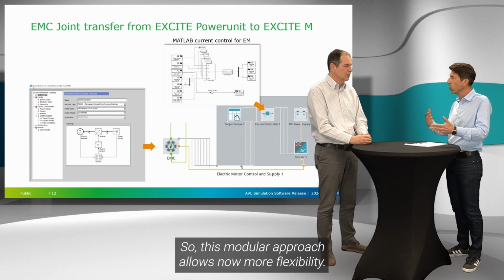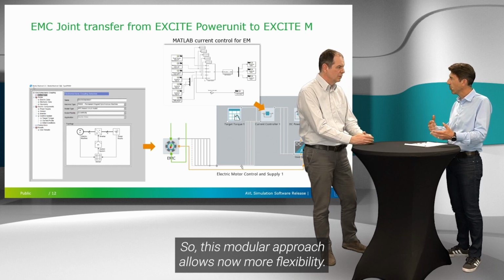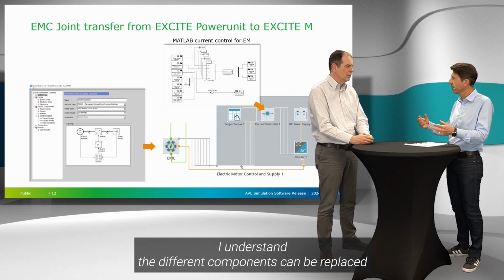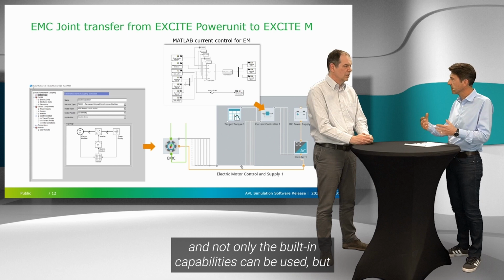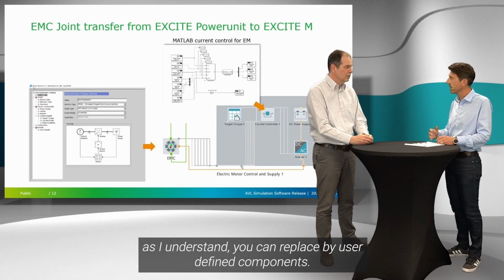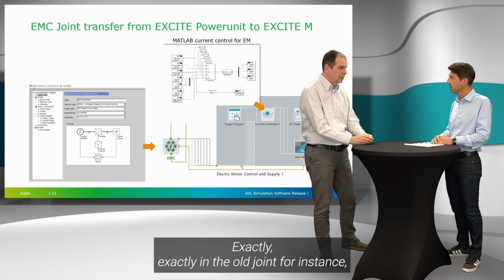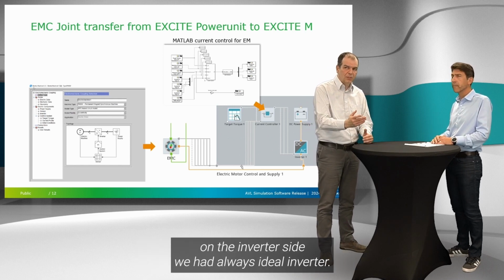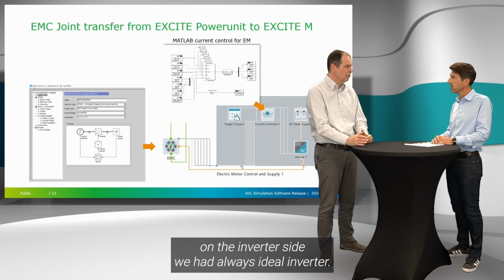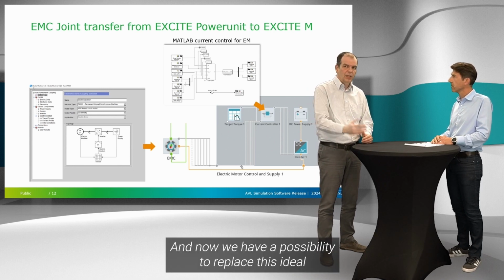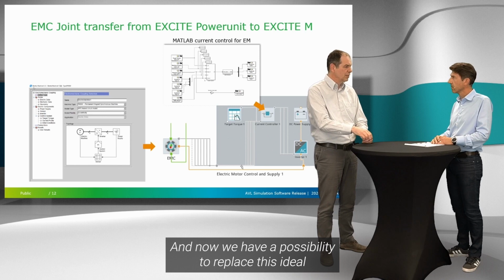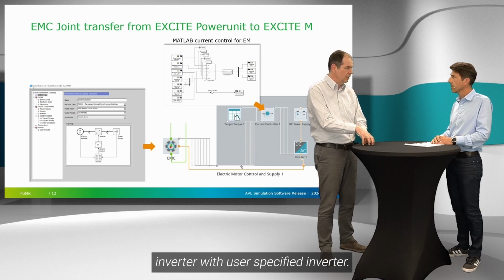So this modular approach allows now more flexibility. I understand different components can be replaced, and not only the built-in capabilities can be used, but as I understand, you can replace by user-defined components. Exactly. In the old joint, for instance, on the inverter side, we had always an ideal inverter, and now we have a possibility to replace this ideal inverter with a user-specified inverter.